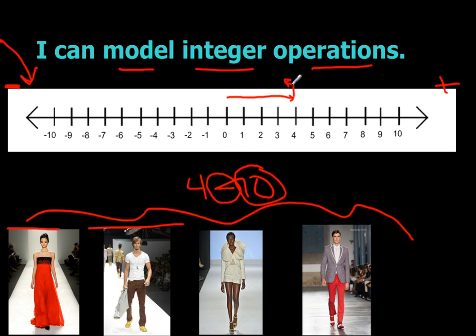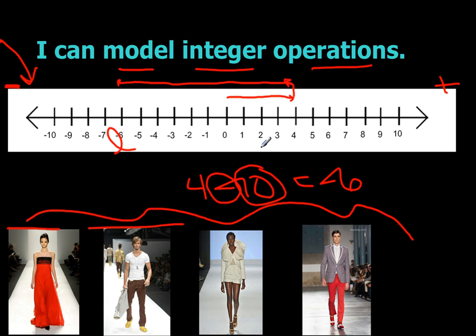This is a positive 10. So when I walk positive, I take steps forward, so towards the negative direction. So I'm going to go 10 steps forward. That's 1, 2, 3, 4, 5, 6, 7, 8, 9, 10. And I can see that I landed at -6.